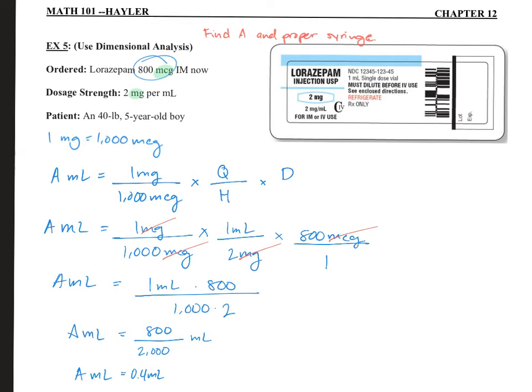So let's just do this. 0.4 is less than 0.5, so we can use either a 1 milliliter or 0.5 milliliter tuberculin syringe.